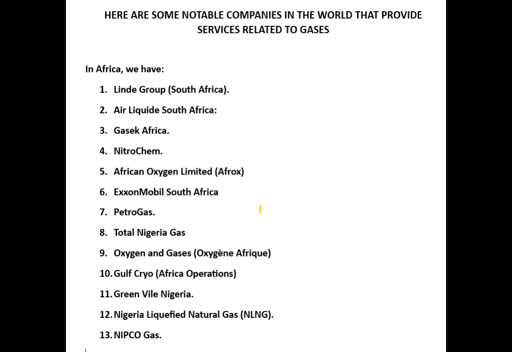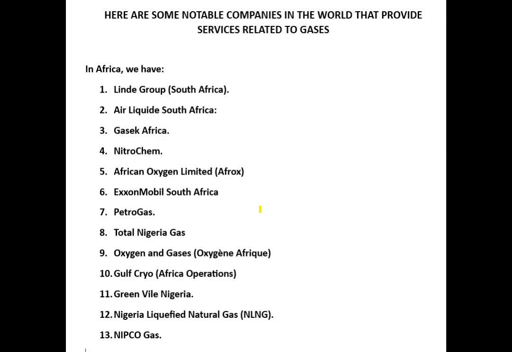9. Oxygen Africa. Services: a provider of industrial gases, including oxygen, nitrogen, and argon. Oxygen Africa serves industries such as steel manufacturing, chemicals, food production, and medical gases across Africa. Website: http://www.oxygenafrica.com.